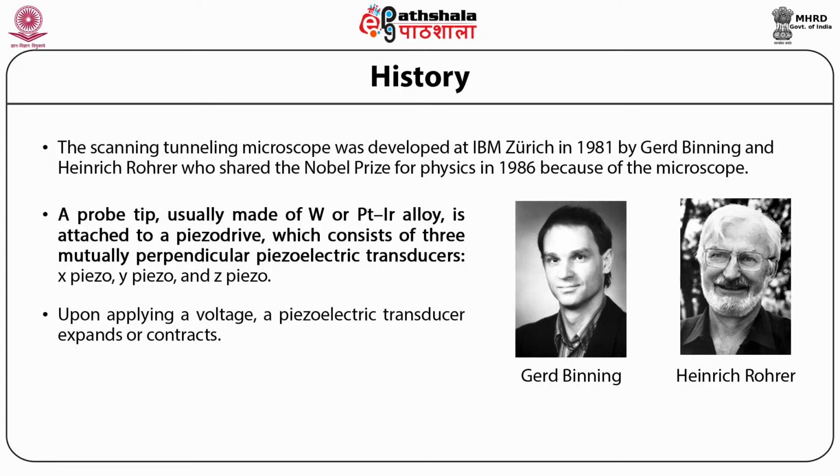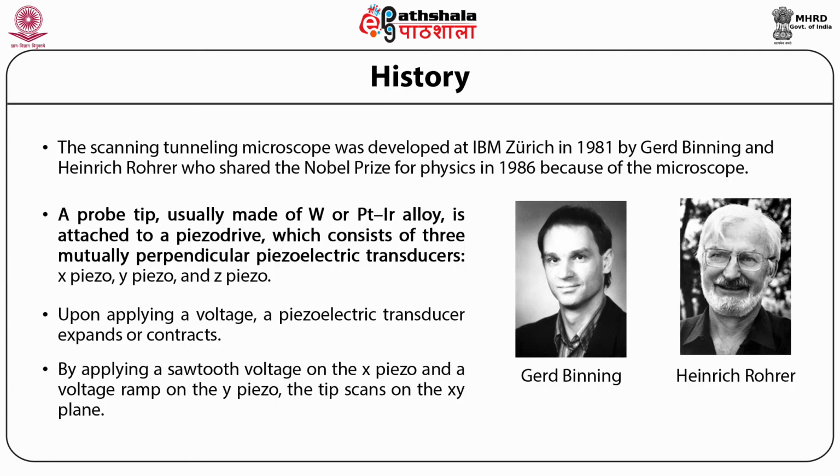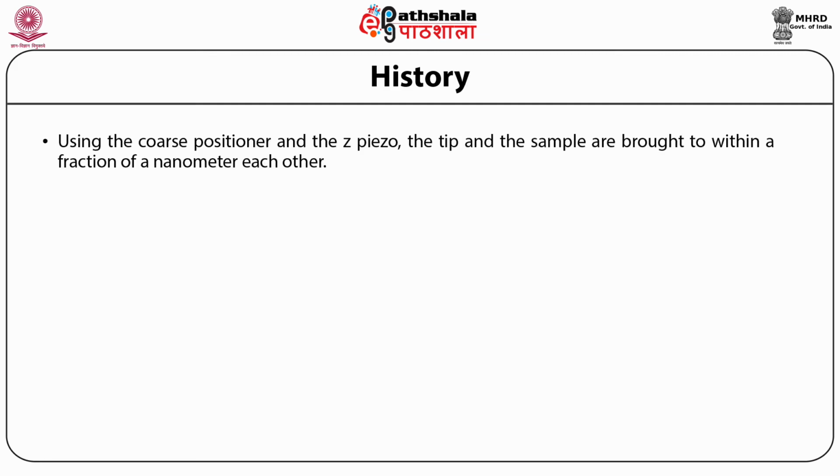Upon applying a voltage, a piezoelectric transducer expands or contracts. By applying a sawtooth voltage on the X piezo and a voltage ramp on the Y piezo, the tip scans on the XY plane. Using the coarse positioner and the Z piezo, the tip and the sample are brought to within a fraction of a nanometer of each other.